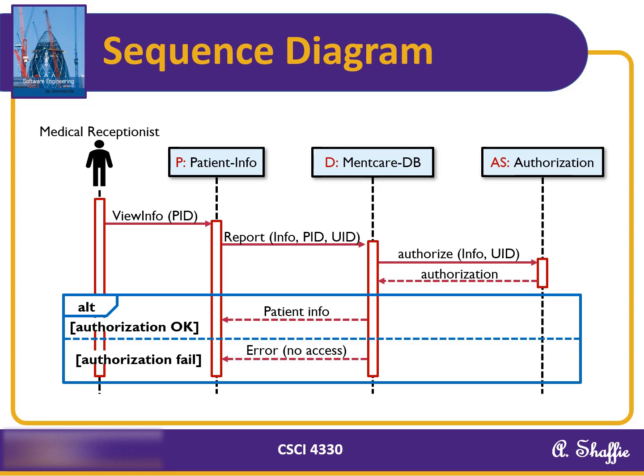Note that the solid lines in the sequence diagram represent a call, indicating a direct interaction where the sender waits for a response from the receiver before continuing. The dotted line represents a return message, so the sender does not wait for a response and can continue processing.